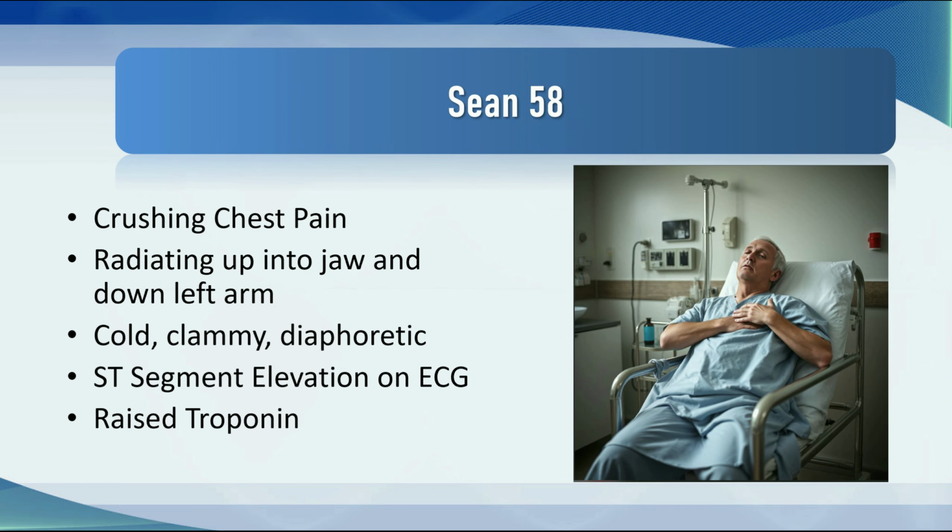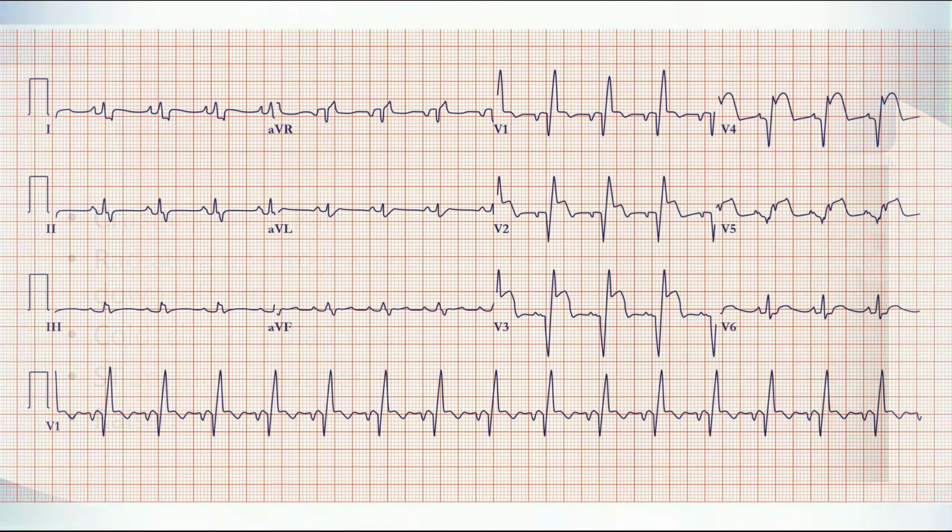Let's look at the clinical scenarios that I introduced in the previous tutorial. The first patient was Sean, who presented with crushing chest pain radiating up into his jaw and down his left arm. He was cold, clammy, and diaphoretic. He had ST segment elevation on his ECG with a raised troponin. His ECG revealed an ST segment elevation myocardial infarct. He requires the urgent attention of an interventional cardiologist.